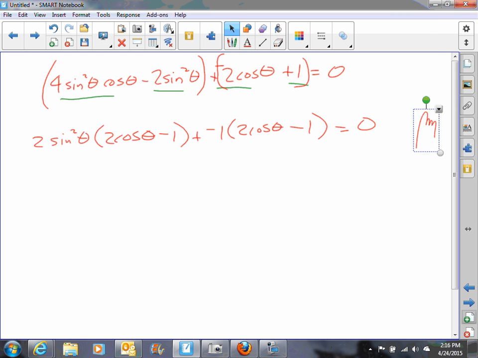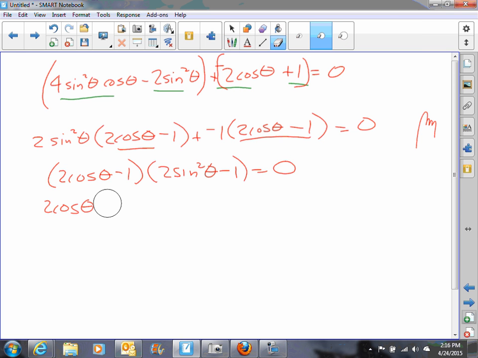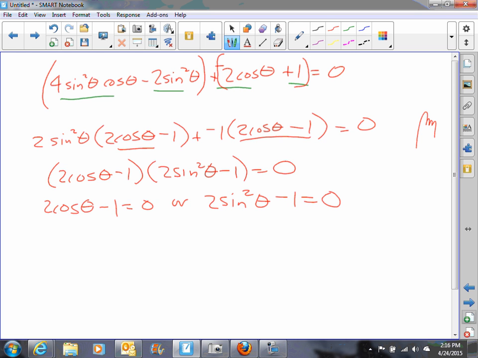So now notice we have 2 cosine theta minus 1 that's a common factor to both terms. So we get 2 cosine theta minus 1 times 2 sine squared theta minus 1 equals 0. Now that gives us 2 cosine theta minus 1 equals 0, or 2 sine squared theta minus 1 equals 0.